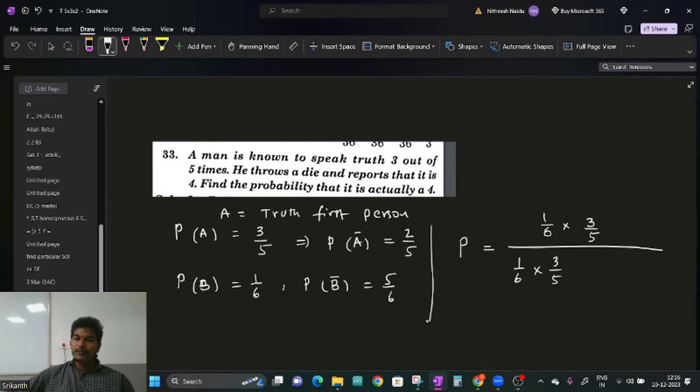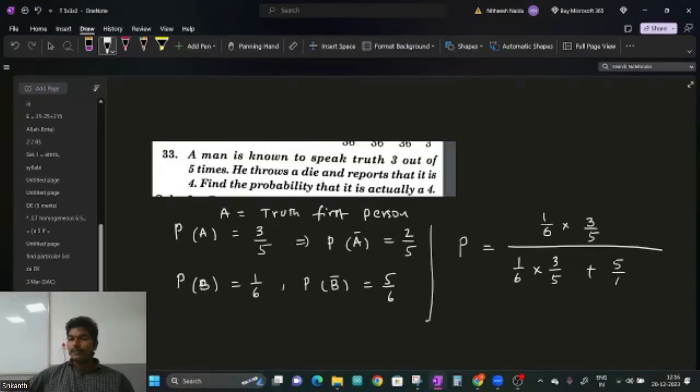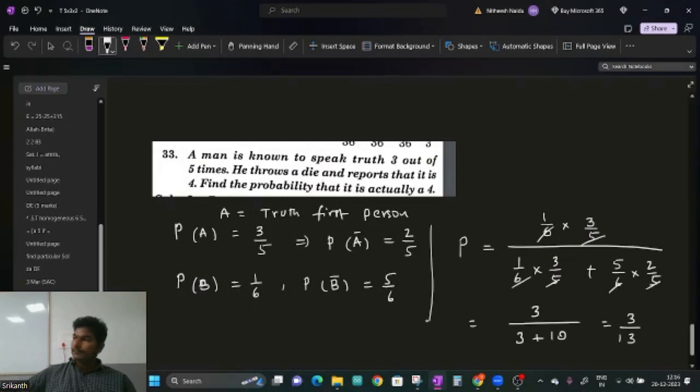1 by 6 into 3 by 5 plus, write down in reverse order, 5 by 6 into 2 by 5. Okay, so calculate this part. You can cancel these values 6 and 5 together. Okay, so numerator will be 3, denominator will be 3 plus 5 2s are 10. How much is this? 3 out of 13. Copy it. Understood?